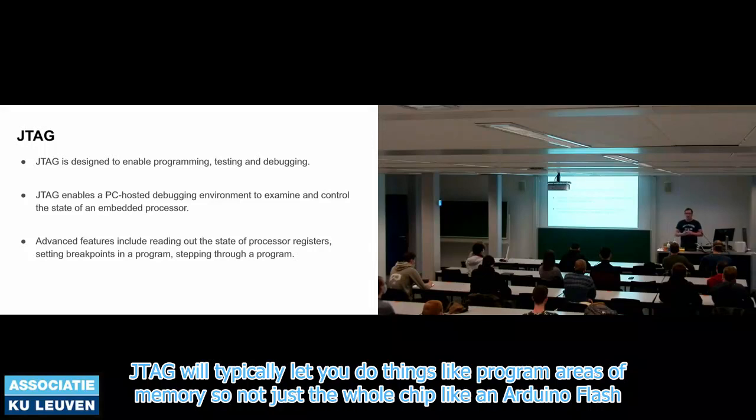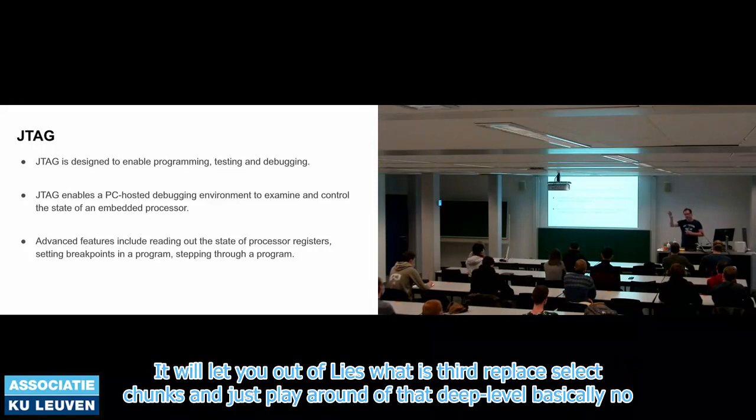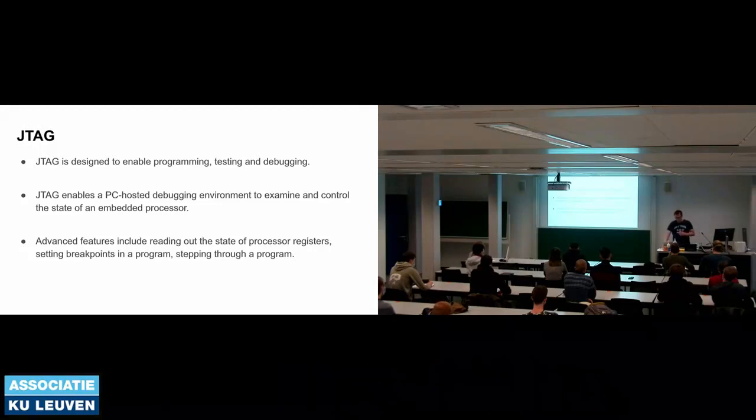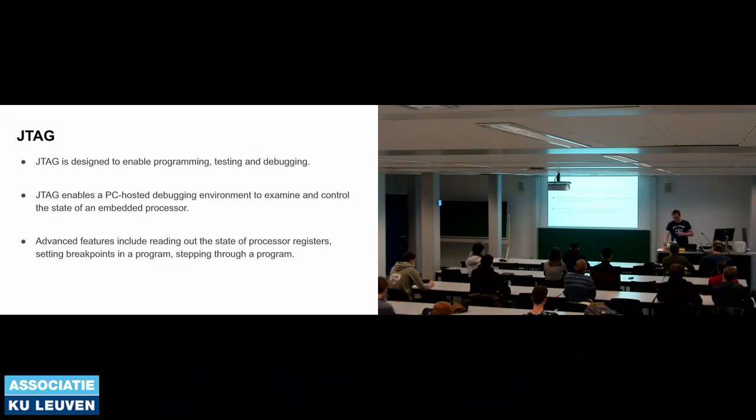JTAG will typically let you do things like program areas of memory, so not just the whole chip, like an Arduino flasher where it's add a new program now. It will let you analyze what is there, replace select chunks, and just play around at that deep level, basically. Normally extract register maps, so if you're in a weird state, you can see a snapshot of what's going on in the whole chip. You can go very far without really needing all of this in today's embedded systems, to be honest with you.